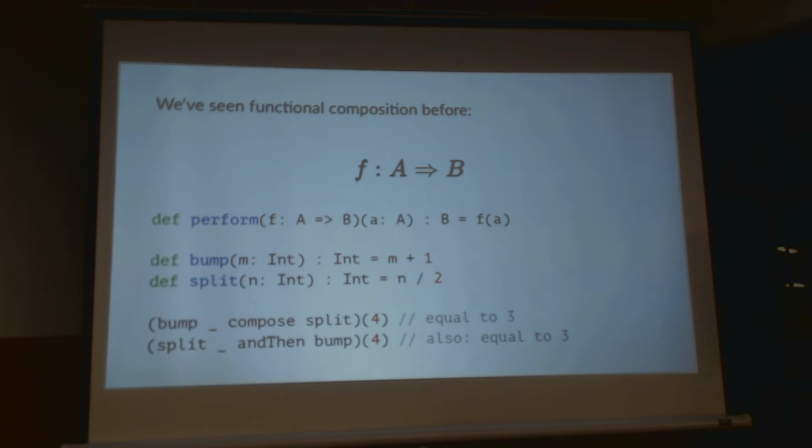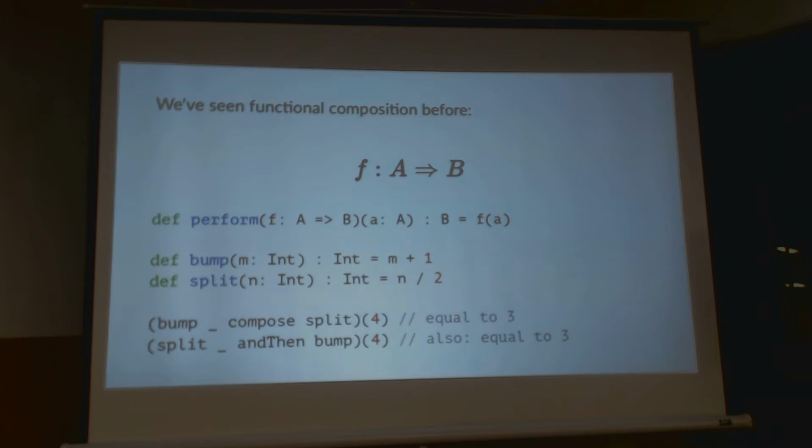So let's back up a little bit and look at a few things that most of you might have seen before at some point. This is really sort of fundamental higher order. Perform right there would be probably the simplest form of a higher order function, where you pass it a function, you pass it a value, and you apply that function to the value, and you get your result. So we have a few functions here. We have bump and split, where you're increasing the value by 1 and dividing it by 2 respectively. So we can compose them together either using compose or andThen. You'll notice the order's reversed there, but they achieve the exact same thing.